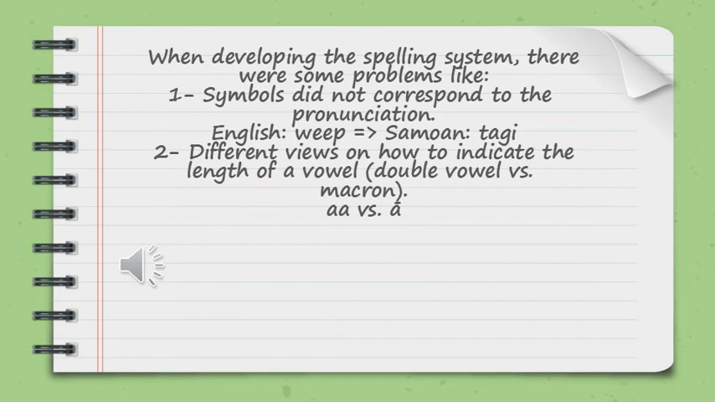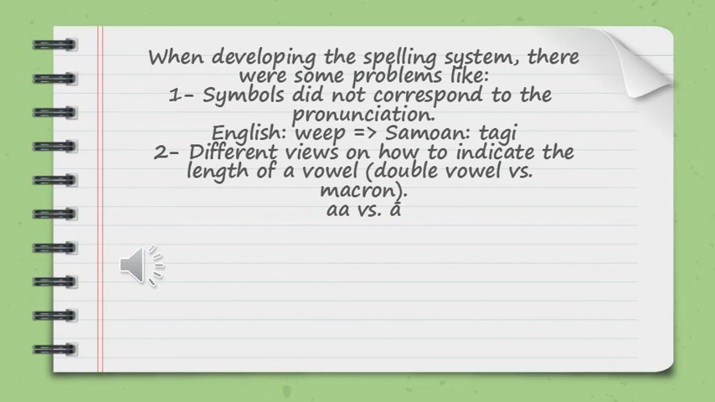First, one symbol did not correspond to the pronunciation. In Samoan, for instance, the sound "ng" was accurately identified as a single sound rather than two separable sounds. So for example, the word whip translated to Samoan was written simply as T A G I. In English, "ng" is identified as a single sound and it is different from "g". But in Samoan, both are the same.